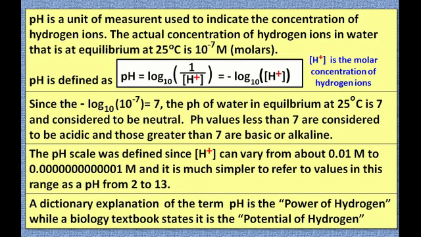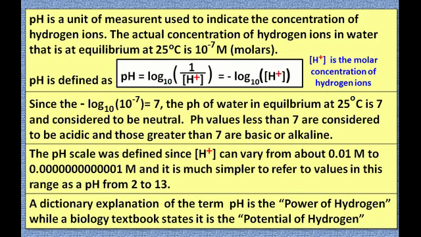Since the negative log of 10 to the minus 7 equals 7, the pH of water at equilibrium at 25 degrees centigrade is 7 and considered to be neutral. pH values less than 7 are considered to be acidic, and those greater than 7 are basic or alkaline. The pH scale was defined since the concentration of hydrogen ions can vary over a very wide range, and it is much simpler to refer to values in this range as pH values than to use the actual values.